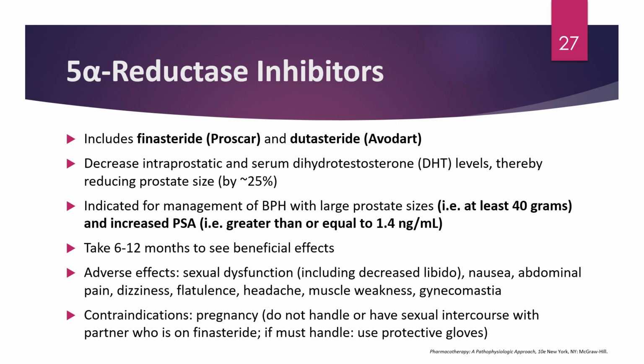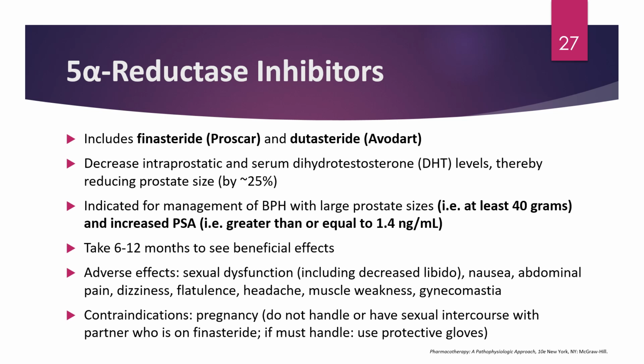One flaw with the 5-alpha reductase inhibitors is that they do take a long time to work. They take about 6 to 12 months to actually see an effect from them, so it does take some time to shrink that prostate. In terms of adverse effects, one of the main adverse effects of both 5-alpha reductase inhibitors is sexual dysfunction, and that includes decreasing libido, nausea, abdominal pain, dizziness, flatulence, headache, muscle weakness, and then another one that may not be as wanted is gynecomastia, particularly in our male patients.